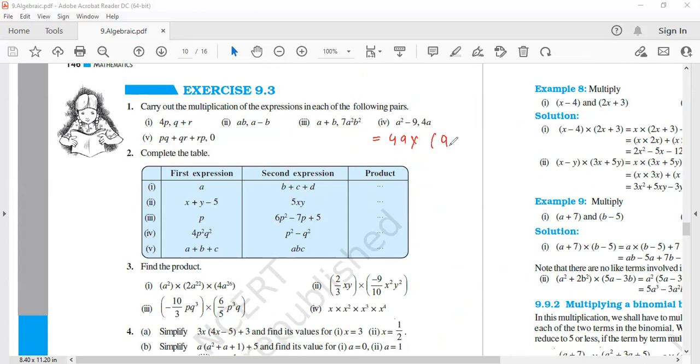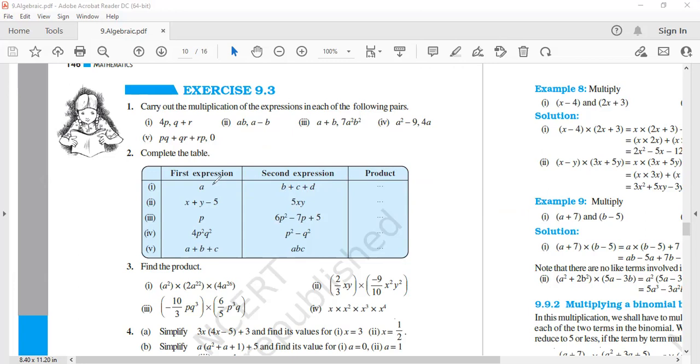So I'm just clearing the screen. Now try to solve the fourth one. Here you will multiply 4a into a square minus 9. So 4a is multiplied with a square, minus 4a is multiplied with 9, because the minus sign is there. So keep it minus. If minus is there, then minus. If plus is there, then plus. 4a cube minus 9 fours are 36a. This is the answer. And the answer for the next one is 0 directly, because 0 multiplied with any number gives you 0. So I'm not solving this one, because it automatically gives you 0.